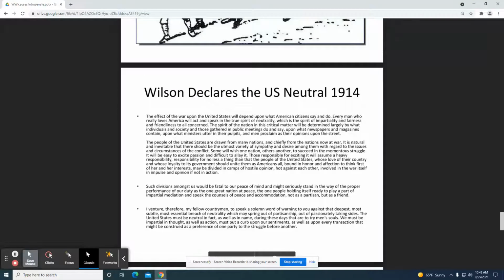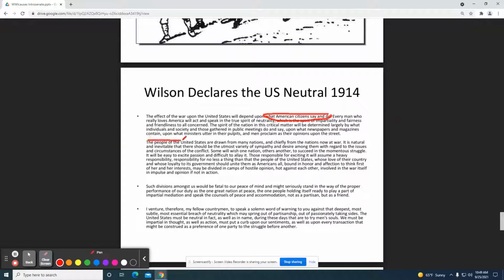Remember, Wilson is going to declare neutrality, and so we want to take a look at what Wilson is saying here. So the effect of the war depends on what Americans say and do. How do Americans feel about this conflict? Now, keep in mind that the United States has many people from many different nations and ethnic groups. So it is possible that Germans are here, French are here, people from Britain are here, and all of them have a certain feeling about the war, but they are all living in America. The last thing we want is a civil war playing out in America as a result of this assassination of Ferdinand. And so that's what's going on here.